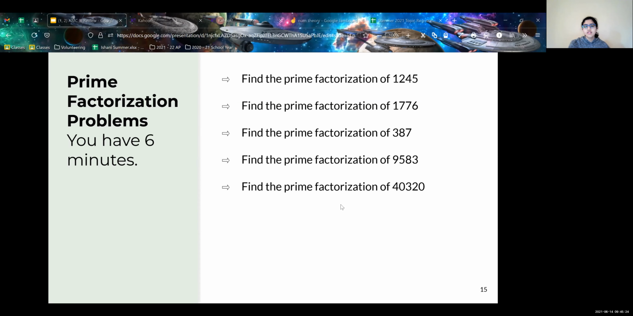Okay, so I see some answers for the first question. And again, when you're finding the prime factorization, make sure that each of the numbers in your prime factorization are actually prime and not composite, because it won't be the prime factorization if not all the numbers are prime.